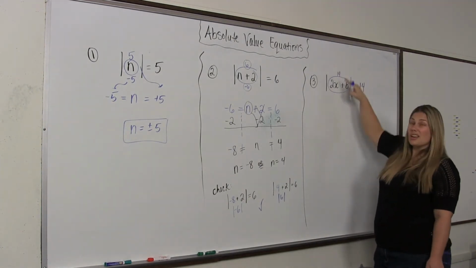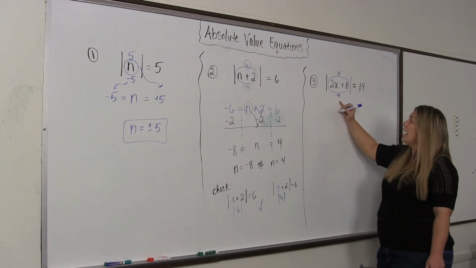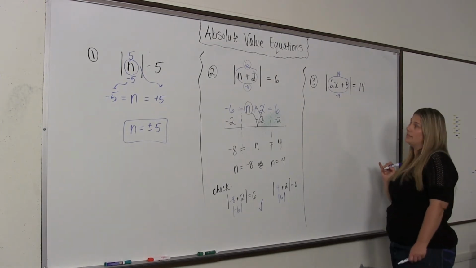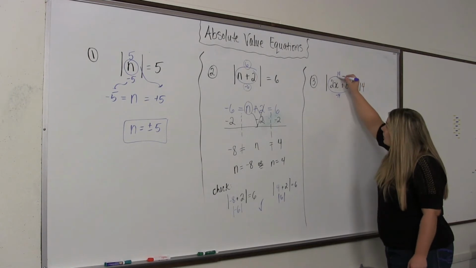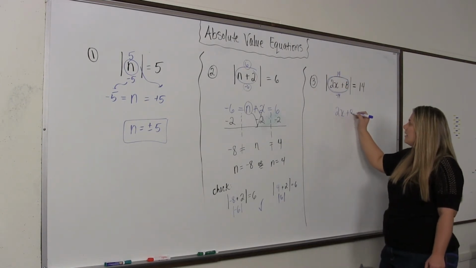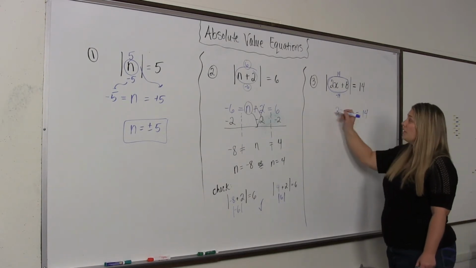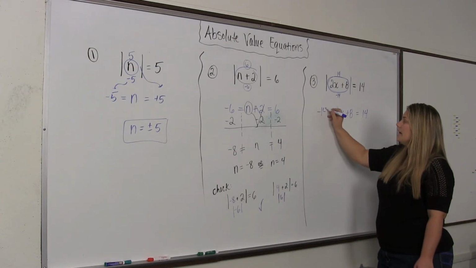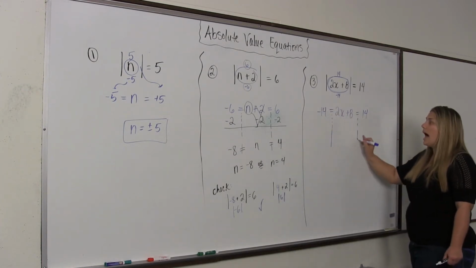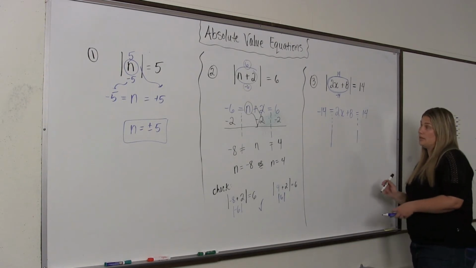But remember, I should also be able to take the absolute value of negative 14, and I still get 14 for my answer. So everything inside these absolute value bars, the 2x plus 8, should equal a positive 14, or it could also equal a negative 14. But I need to solve this all the way through to figure out what x actually equals.